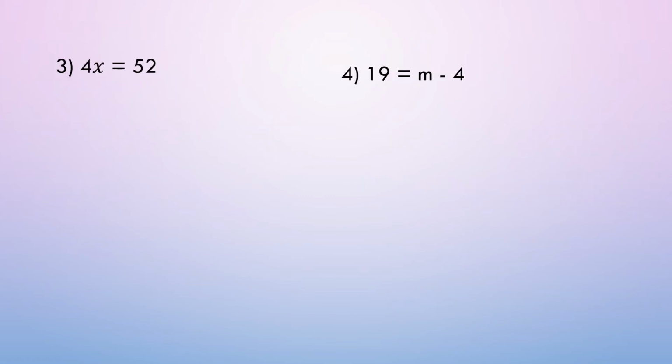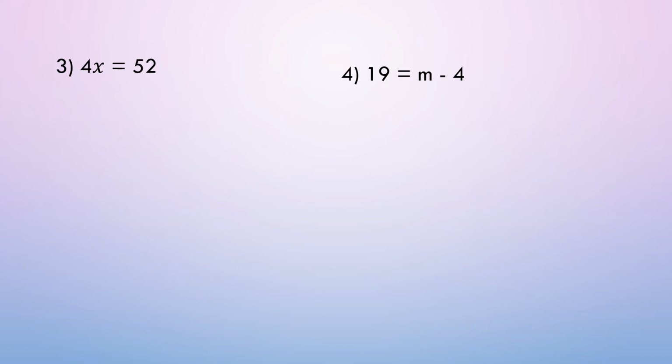Let us do the third sum. 4x is equal to 52. Now here you have to find the value of x and you have to remove this 4. Which property will we use here? Division property, because it is in multiply. 4x means multiply, so you have to use division property.